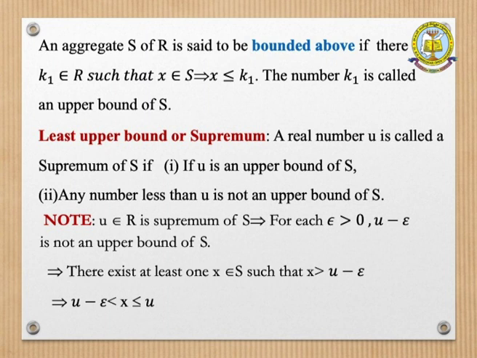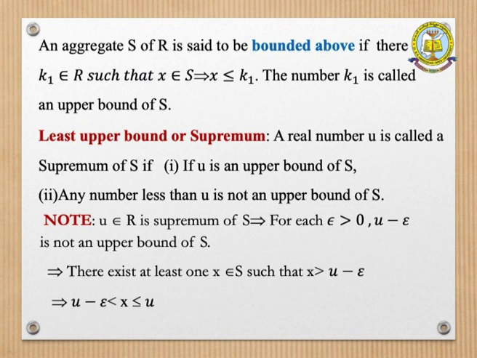So, we can think about the least of all these numbers. We define a real number u, called a supremum of S, if u is an upper bound and any number less than u is not an upper bound of S. All this we have studied in earlier chapters. The least upper bound or supremum is an upper bound such that any number less than it is not an upper bound. If u is an upper bound, any number greater than u is also an upper bound, but a number less than u is not an upper bound.